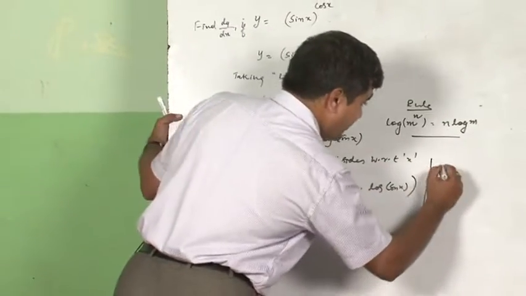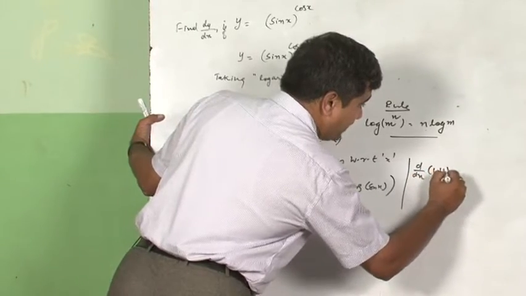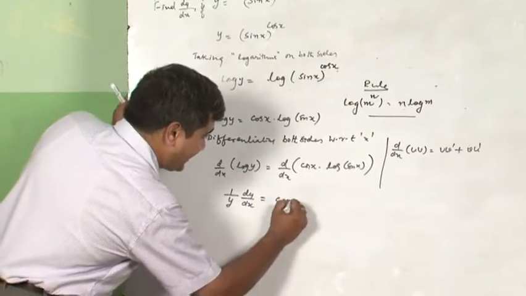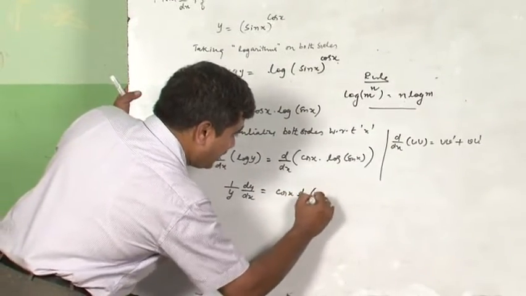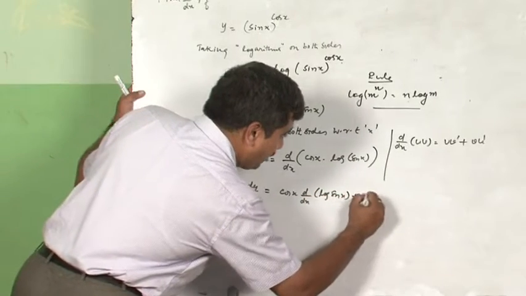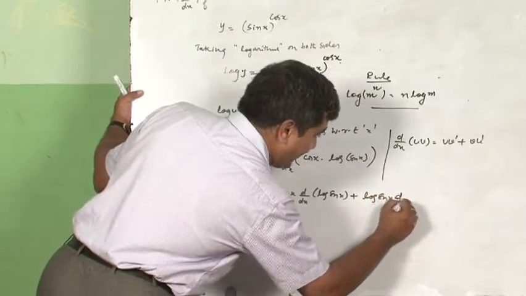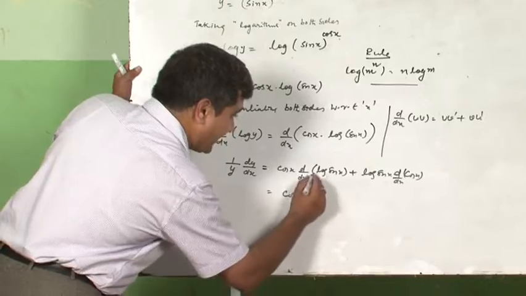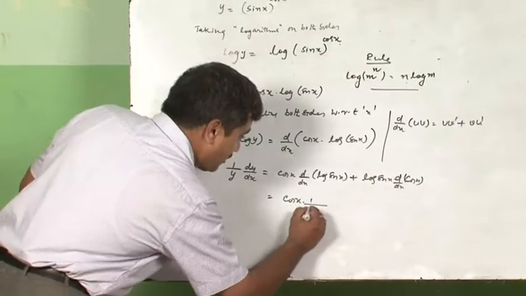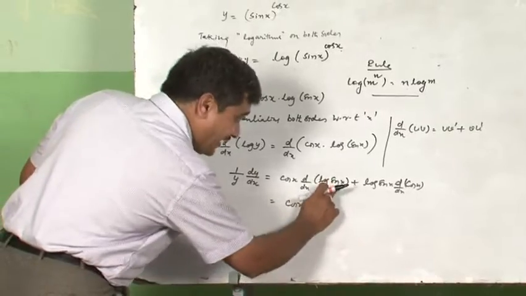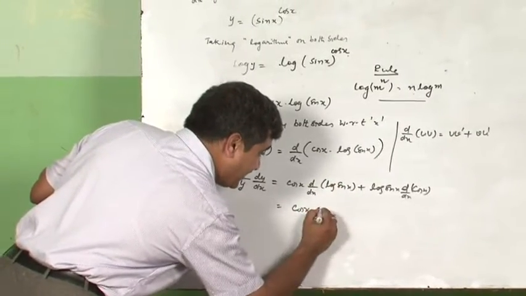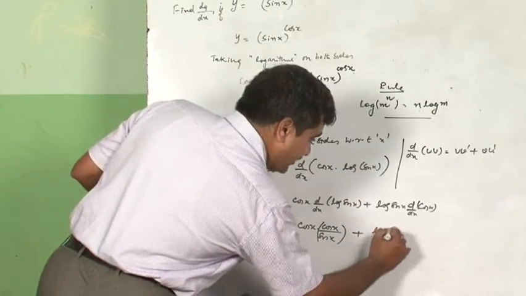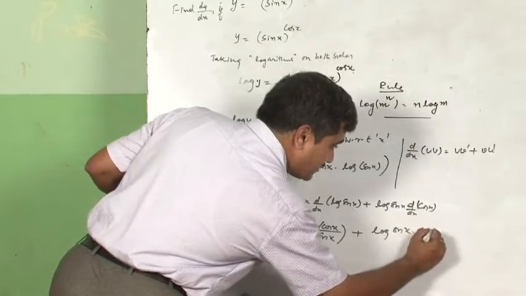The derivative of log y is 1 by y dy by dx, equal to, it is a product rule. The product rule is d by dx of uv equals uv dash plus vu dash. That means cos x times the derivative of log sin x, plus log sin x into d by dx of cos x. Differentiating log sin x is like a function of function. First log is differentiated, you get 1 by sin x, and again differentiating sin x gives cos x.